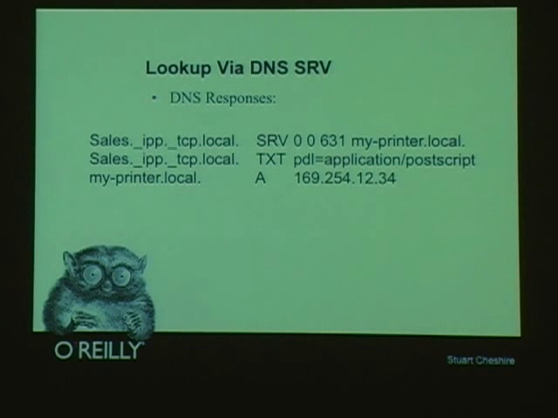We know the address, we know the port, and the text record contains additional name value pairs. In this case, it tells us that this printer supports the PostScript page description language. A real text record for a printer is about half a K long and tells you whether it does color and double-sided and stapling and all the attributes of the printer.